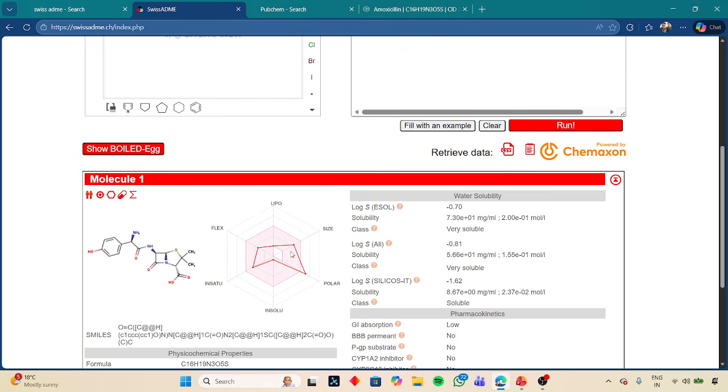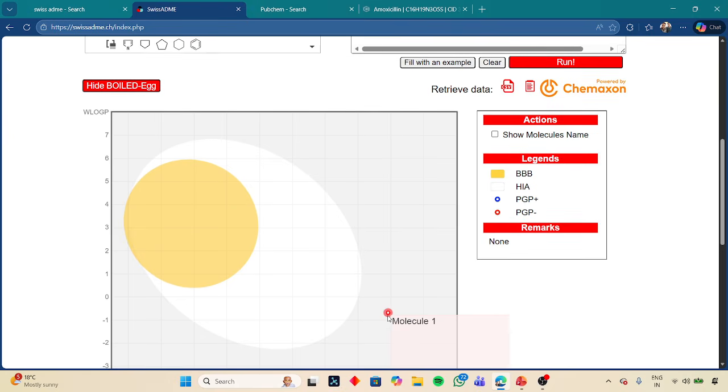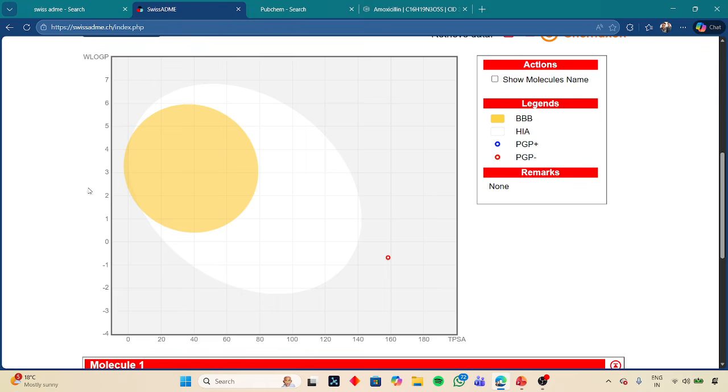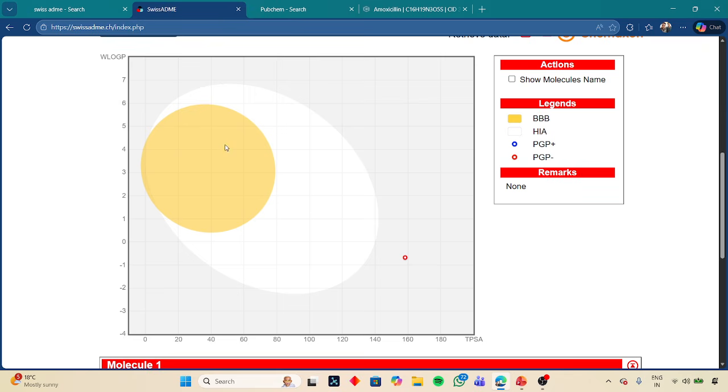And here you can see another thing, the BOILED-Egg. You can see that the drug molecule is present here. In the BOILED-Egg format, it looks like an egg yolk, and this is the white portion of the egg. So what is happening here? The yellow area represents the blood-brain barrier, showing whether your drug crosses the blood-brain barrier or not. Now you can see that the drug is not crossing the blood-brain barrier.